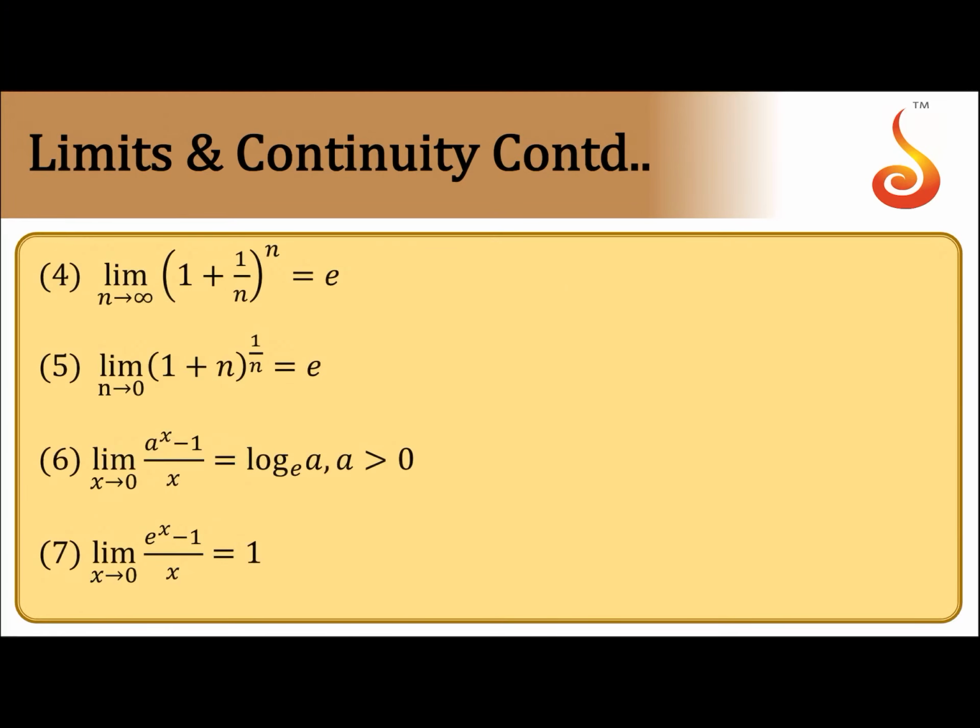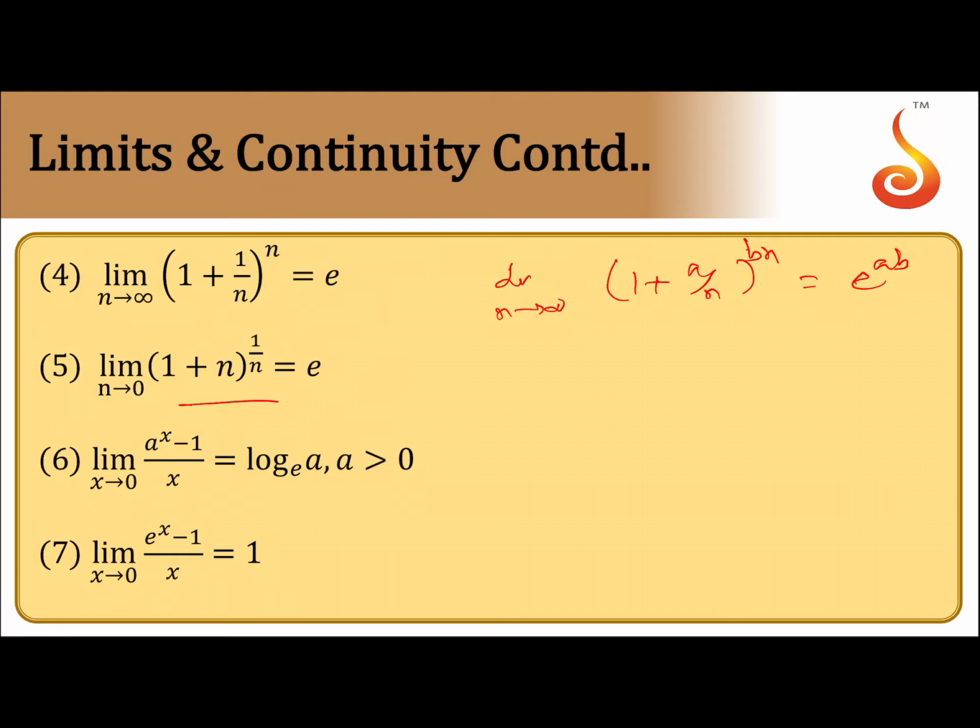Coming to the next, another standard limit. Limit as n tends to infinity of 1 plus 1 by n, to the power of n, is equal to e. Here we can also write down limit as n tends to infinity of 1 plus a by n to the power of bn, and that is equal to e to the power of ab. In the same way, this can also be written.